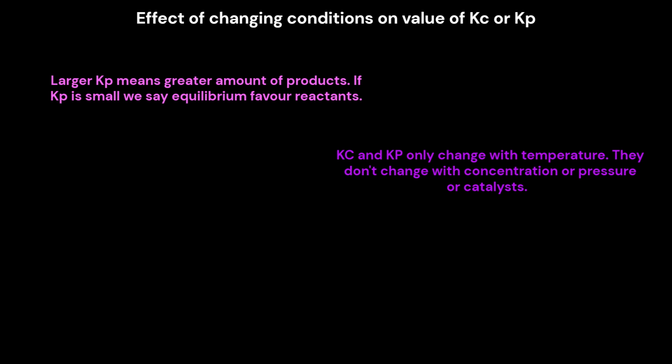Effect of changing conditions on the value of Kc or Kp. A larger K means a greater amount of products. If Kp is small, we say the equilibrium favours reactants. Kc and Kp only change with temperature. They don't change with concentration, pressure or catalysts.